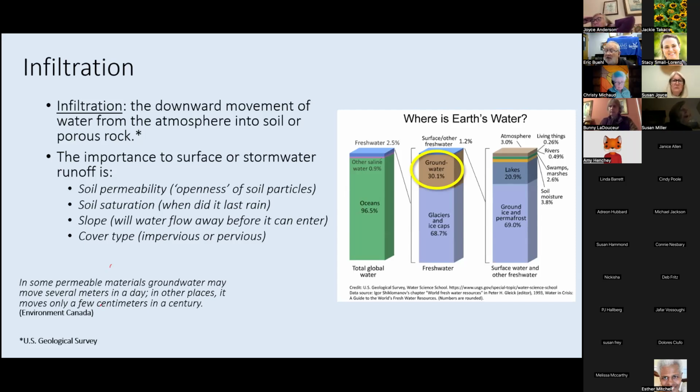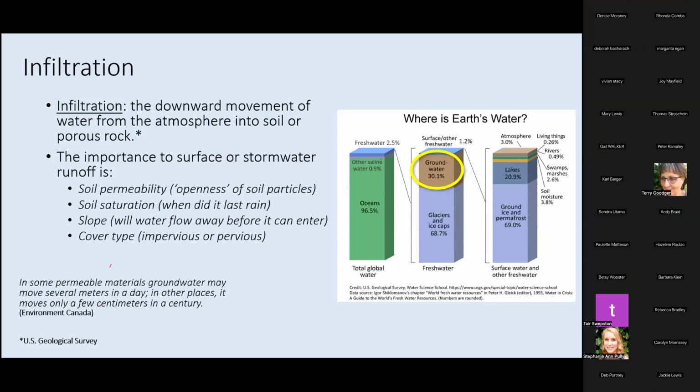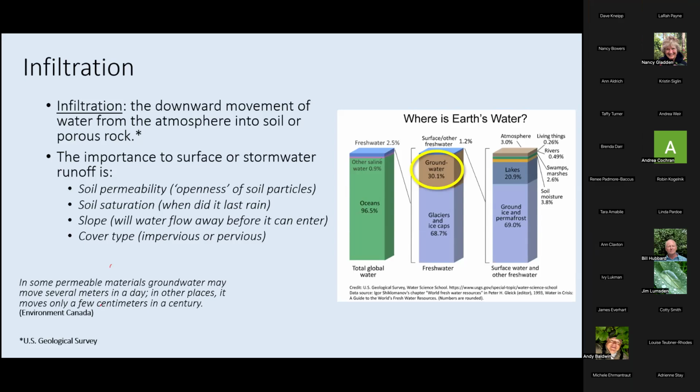Soil saturation goes with that kind of frequency of precipitation. When did it last rain? If you go a couple of days without rain, it's usually not a problem. You may not get as much surface runoff as opposed to maybe having back-to-back days of rain. So soil saturation is a very important component because once the soil is full of water and it can no longer move down, it all becomes surface runoff.